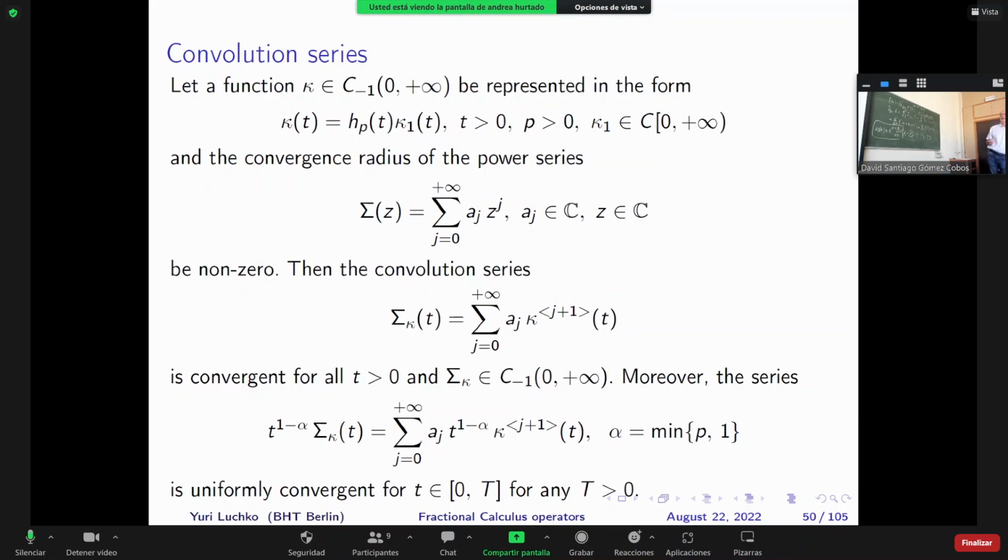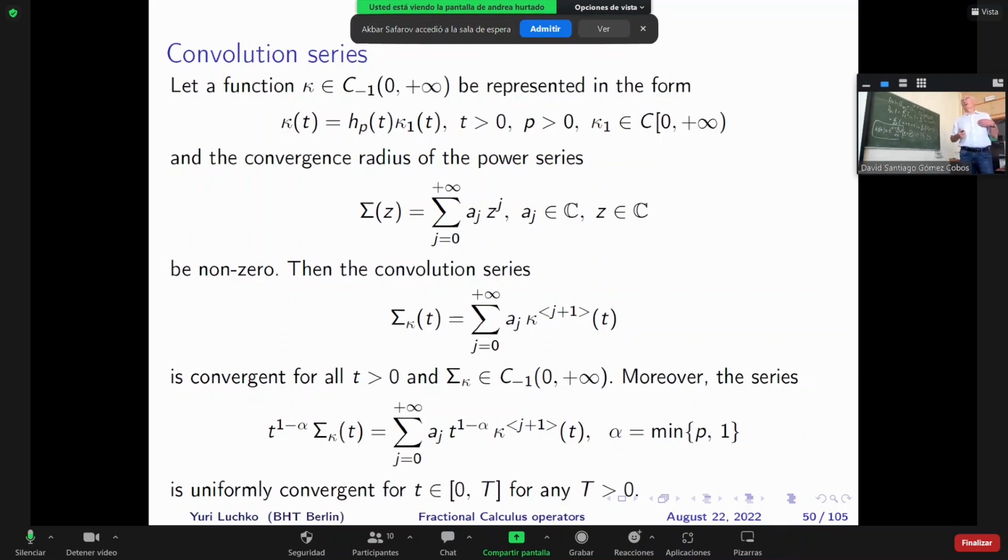Moreover, if we multiply this series, the sum, with the power function t to the power 1 minus alpha, where alpha is the minimum of p and 1, then we get a uniformly convergent series on any closed interval. That means that we can work with this object. We can integrate this object term by term. We can differentiate the series term by term. So everything is possible.